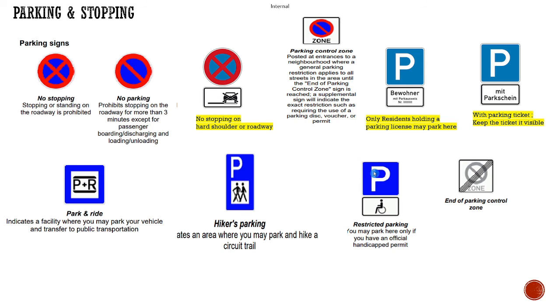What is this? A P with a supplementary sign. As can be seen, this parking is restricted for some special category. You should have an official handicapped permit to park in this space. Okay, this signifies an end of parking control zone.